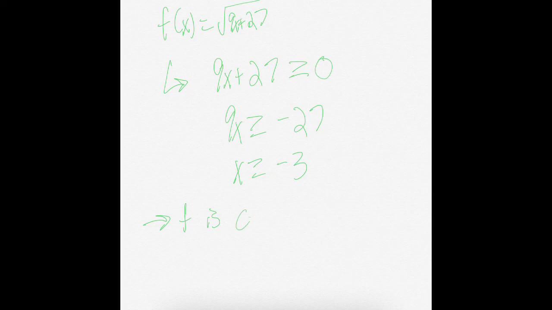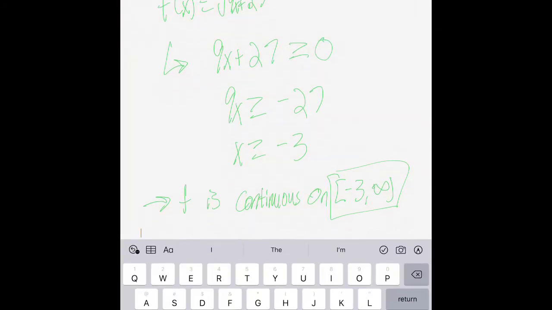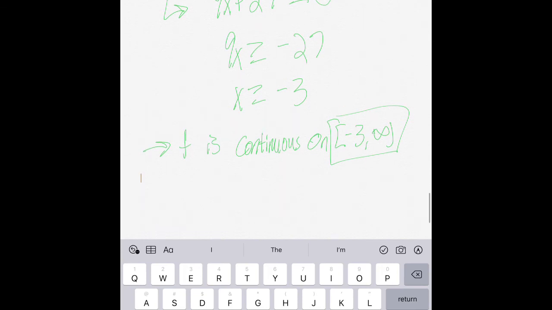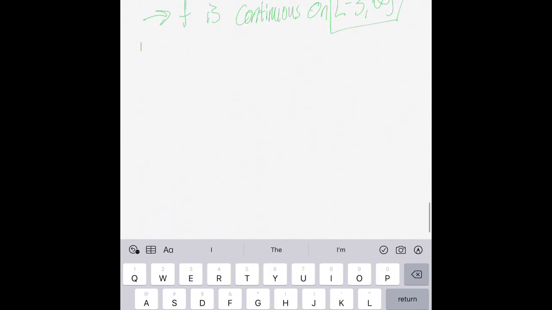Therefore, f is continuous on, so our interval for our domain is going to be minus 3 to infinity, and we are including minus 3. And so that gives us our set of x values over which the function is continuous. Okay? Fantastic. Let us move on to problem 17. Halfway done with the problems I wanted to cover in this video.